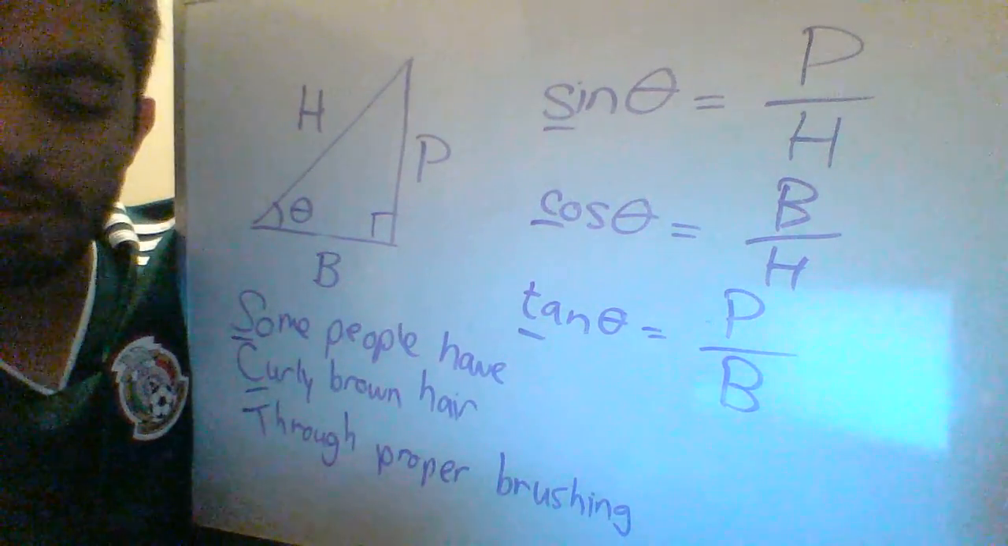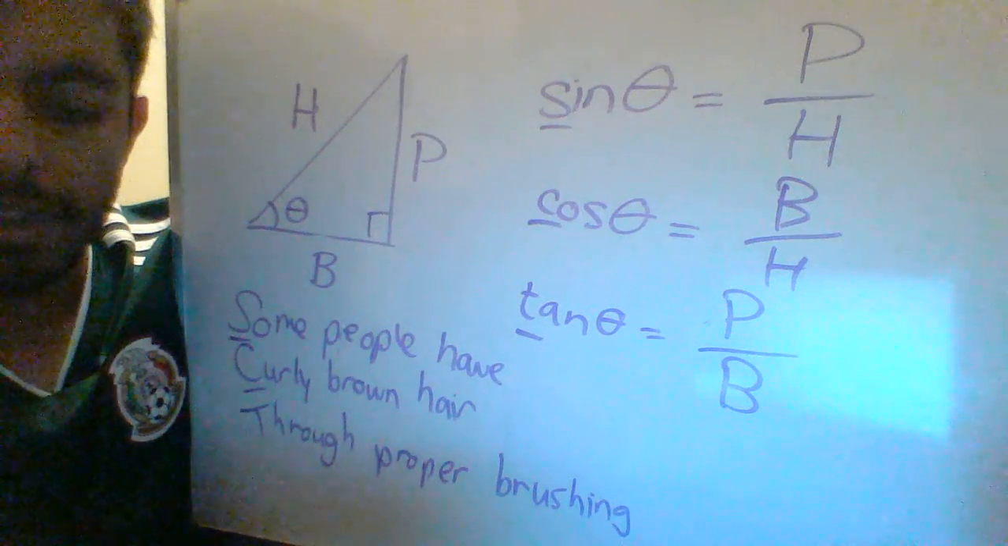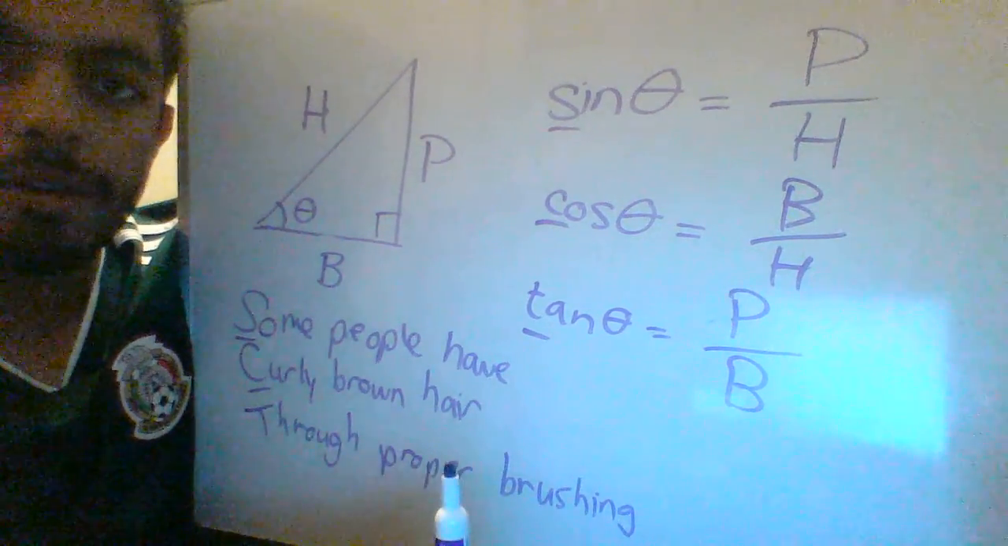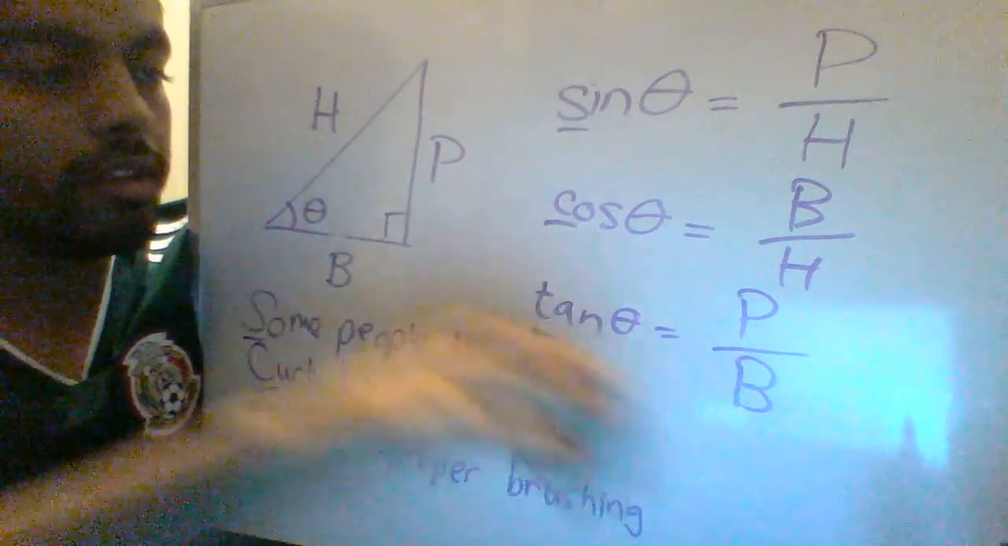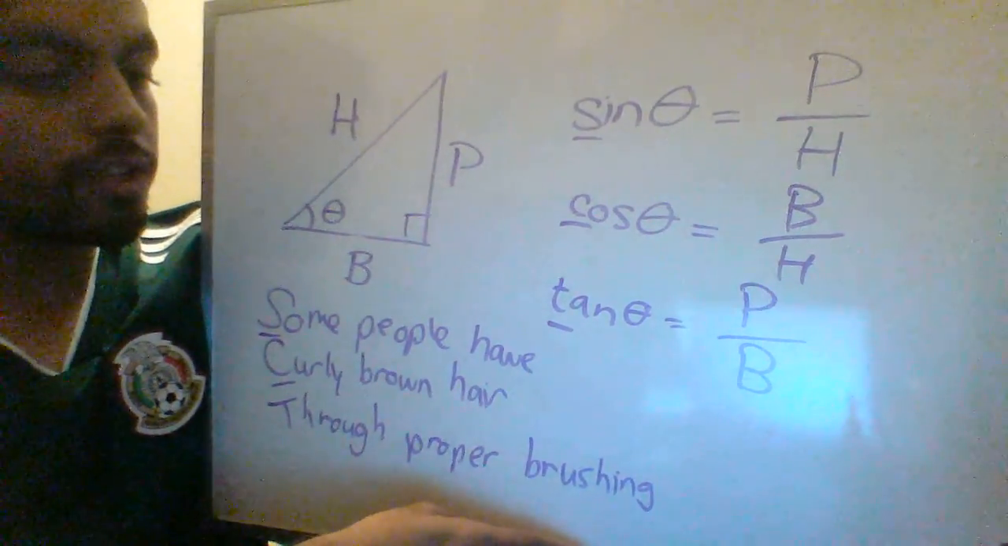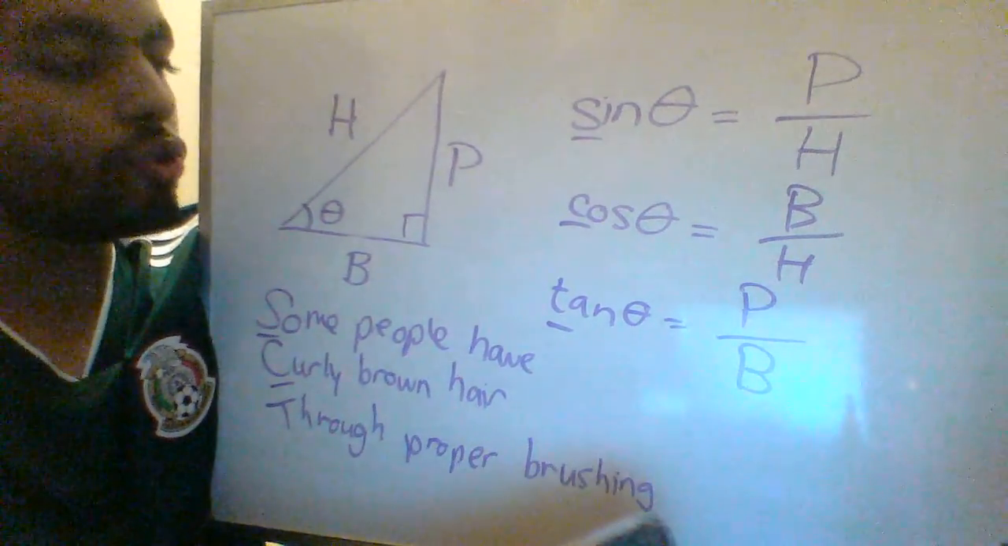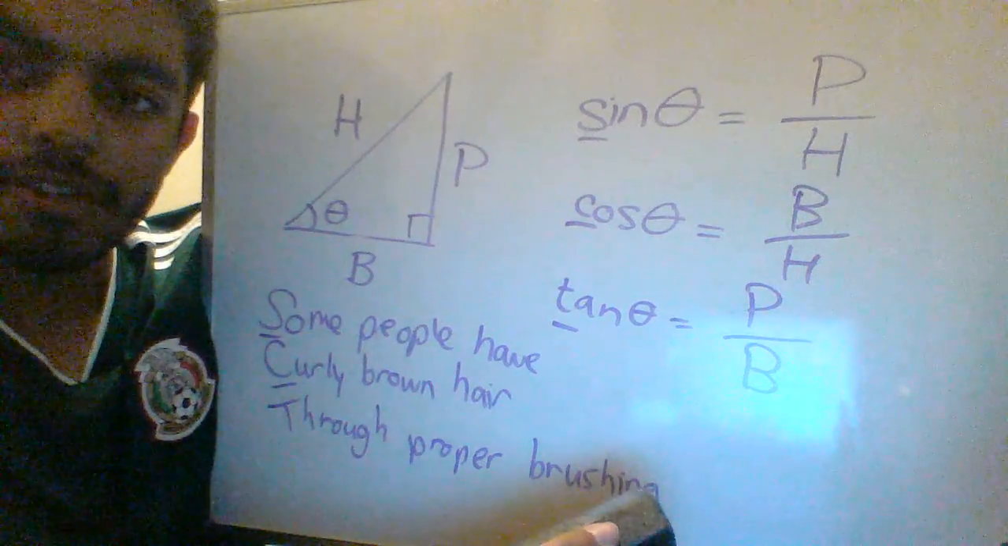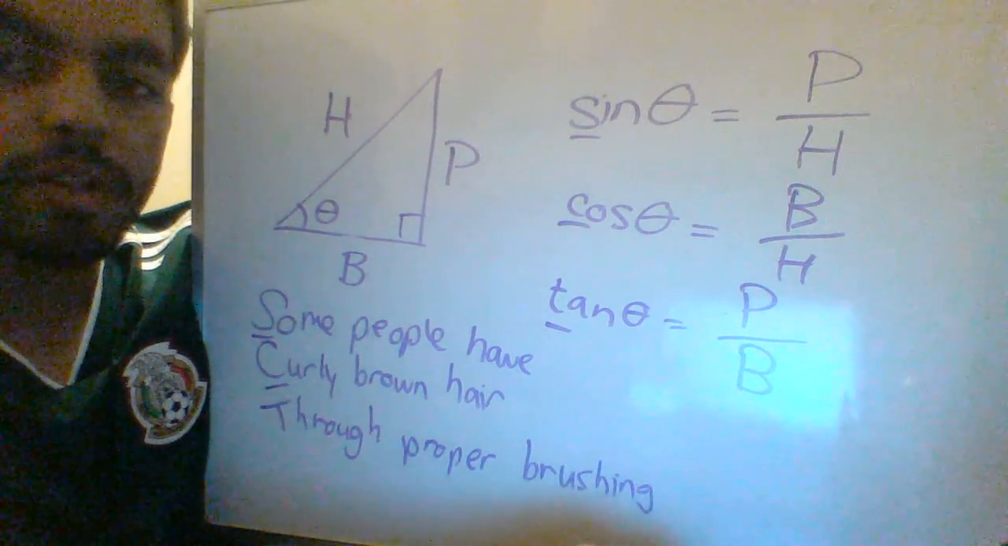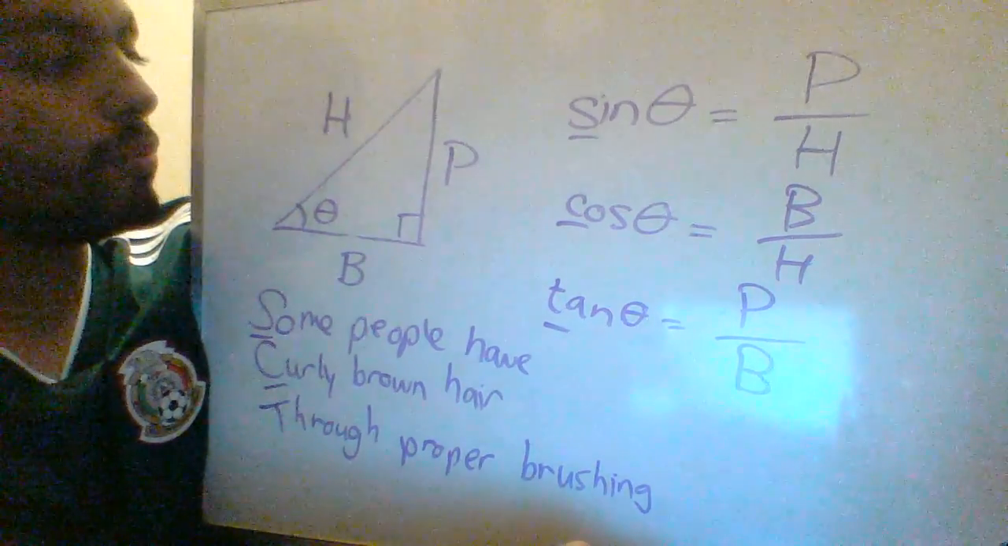All right, and those were the 2 answers. So SOHCAHTOA was the easy one, or I guess the shorter one, and then the one you guys seem to enjoy more was some people have curly brown hair through proper brushing.